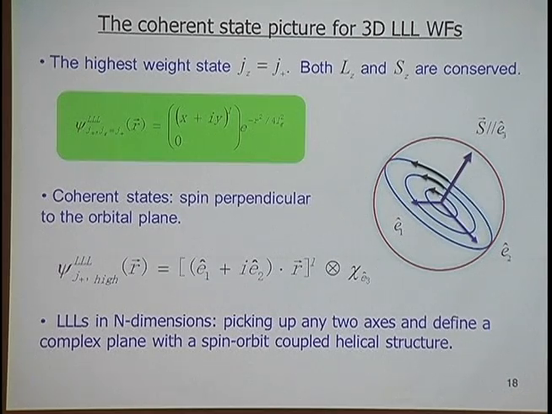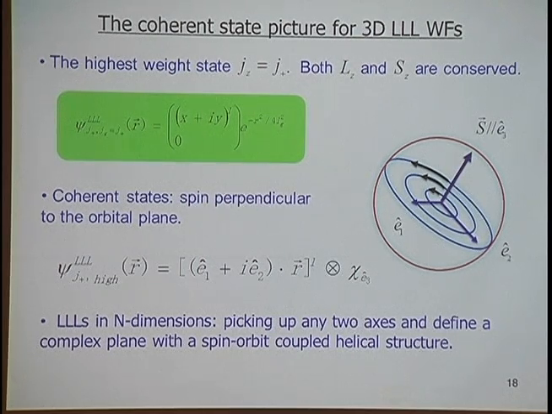Having proved the spectrum is flat, next we need to look at what the wave function looks like. Generally speaking, the wave function is quite complicated, but if we look at a particular state, which is the highest weight state, Jz equals J. In such a state, the orbital angular momentum and spin are parallel to each other, and both of them are conserved. For such a state, you can see the wave function is particularly simple. Only the spin up component is non-zero. Spin down is 0. And this spin up component only involves 2 coordinates. It's just x plus iy. It comes back to the 2-dimensional case.